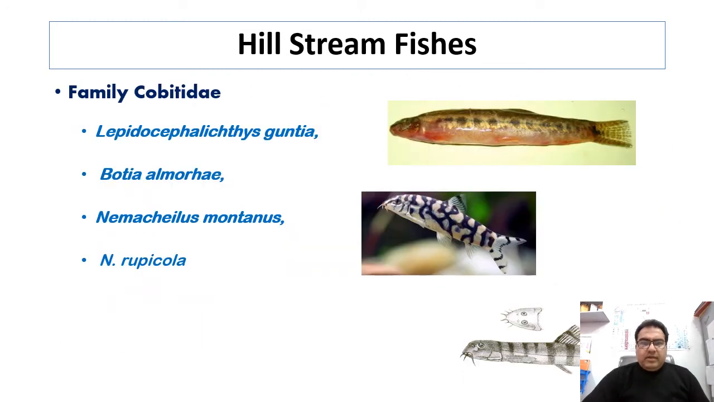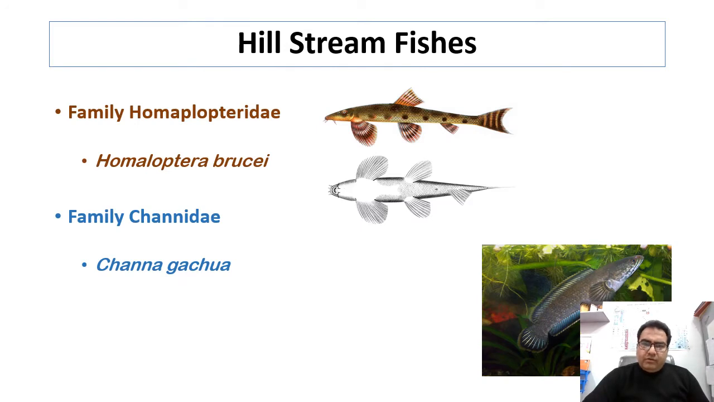Now, there are certain other fishes which belong to the family Cobitidae. We do have examples such as Lepidocephalichthys guntea, Botia, Nemacheilus, Nemacheilus rupicola. So we do have different kinds of fishes which belong to the Cobitidae. From the family Homalopteridae, we do have the example of Homaloptera. From the family Channidae, we do have Channa gachua, which we call a snakehead.